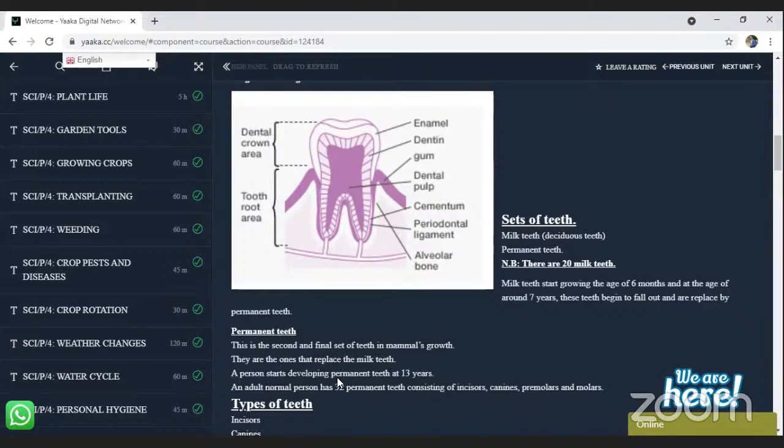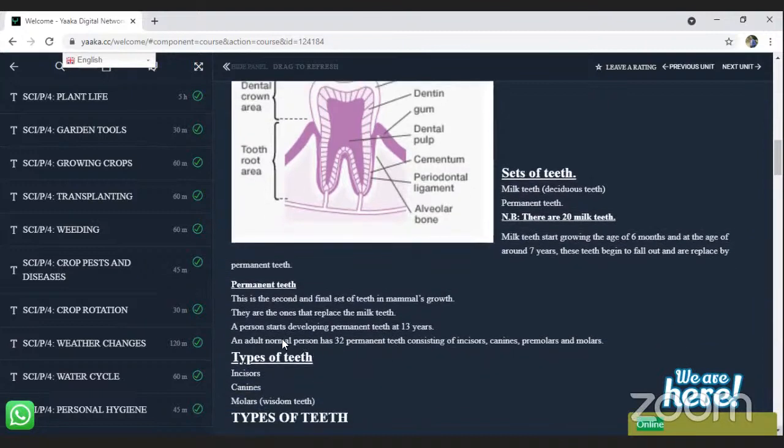The person starts developing permanent teeth at 13 years. When you reach 13 years, that's when you will start developing such teeth, especially the molar teeth. They start developing one by one. An adult normal person has got 32 teeth. Anybody who is normal and above 18 must have 32 teeth. As simple as that.